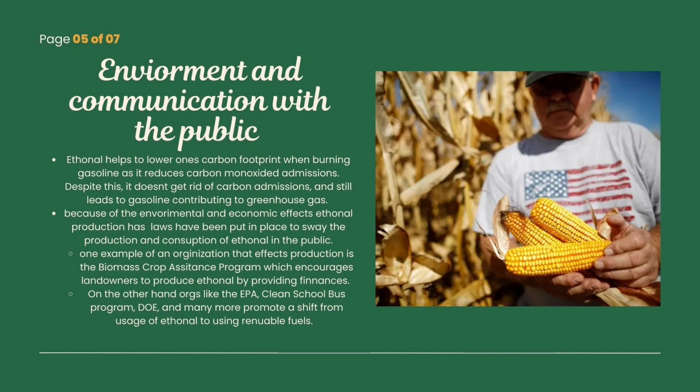Because of these environmental and economic effects, as previously listed, ethanol production has laws that have been put in place to sway the production and consumption of ethanol within public perception. So one example of an organization that affects production of ethanol is the Biomass Crop Assistance Program, which encourages landowners to produce ethanol by providing finances. And on the other hand, orgs like the Environmental Protection Agency, programs like the Clean School Bus Act, the Department of Energy, and many others promote the shift in ethanol usage to more reusable and clean resources to fuel cars and other things.